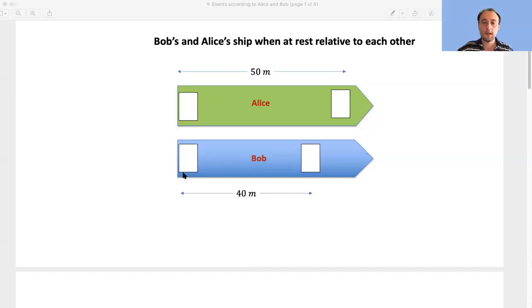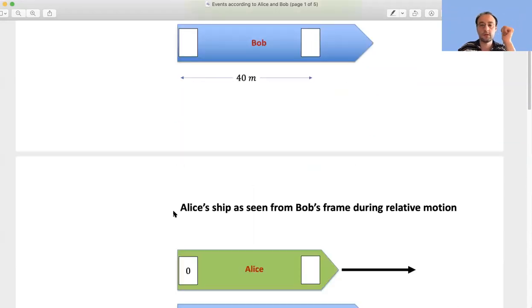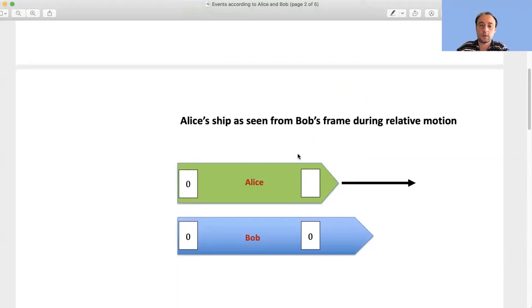Hi, everyone. So this is lecture 8. And let's go back to what we were doing yesterday. We were talking about this problem where the two ships are equal length, and when Alice's ship is moving relative to Bob, it seems contracted. And the question was, what's the reading inside her window?